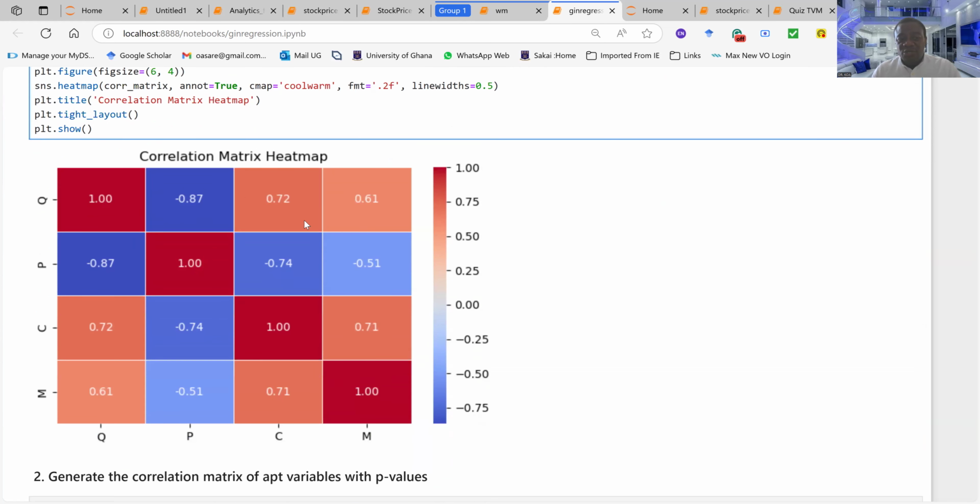And from here, we're going to address some questions. So this is just one way of generating a correlation heat map. But please look at it carefully. We'll come back to the individual variables and talk about them. But if you look at it carefully, you will notice that this is just mere correlation, it doesn't tell you the p-values.